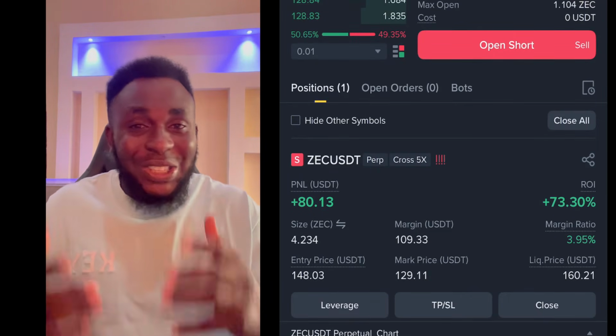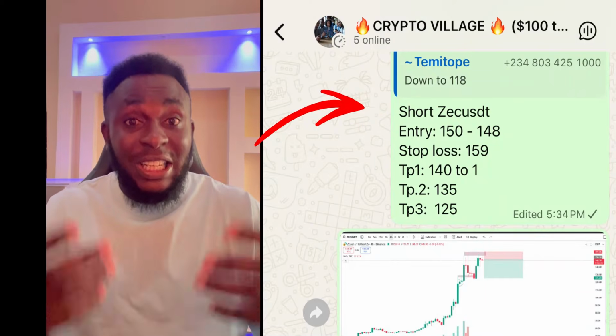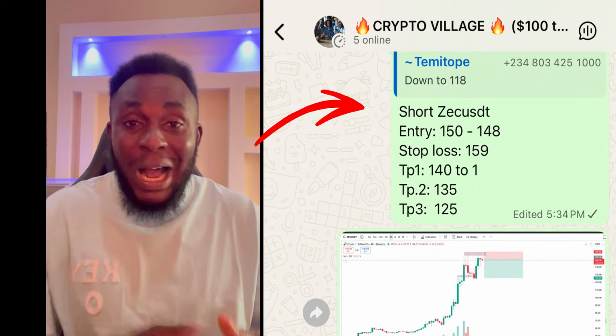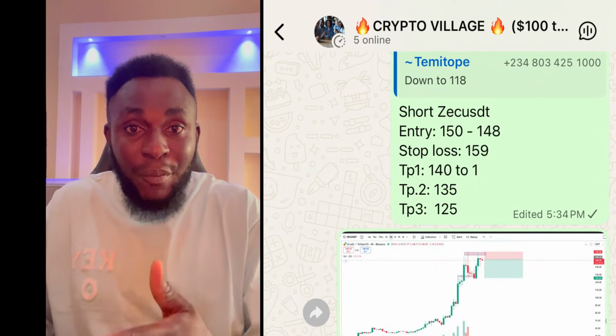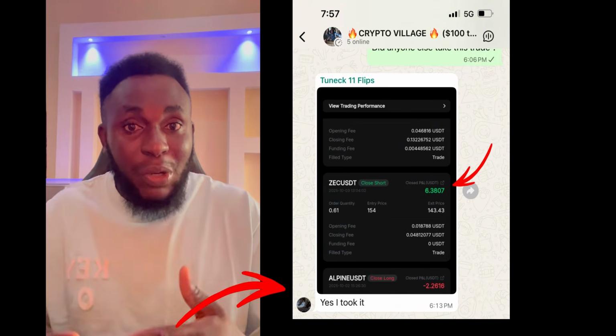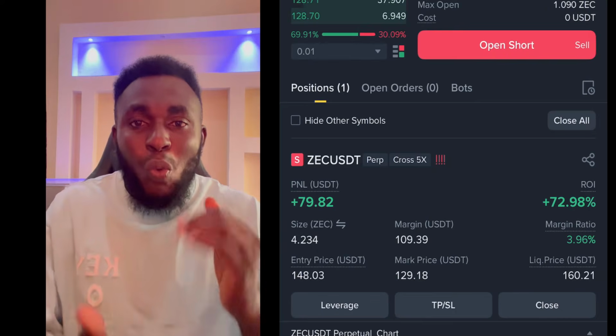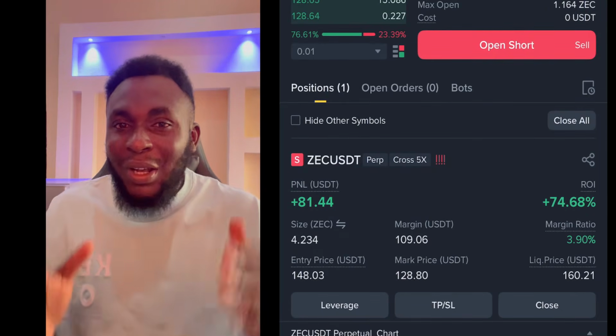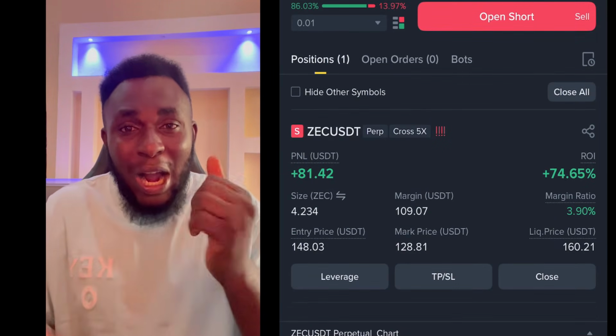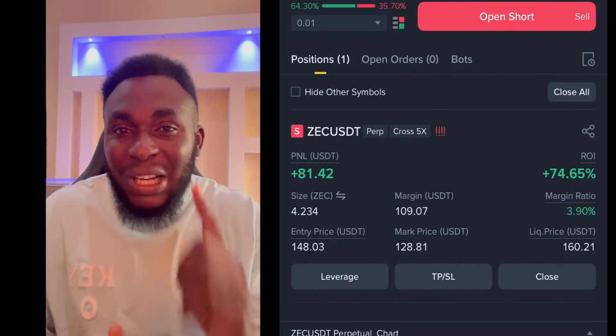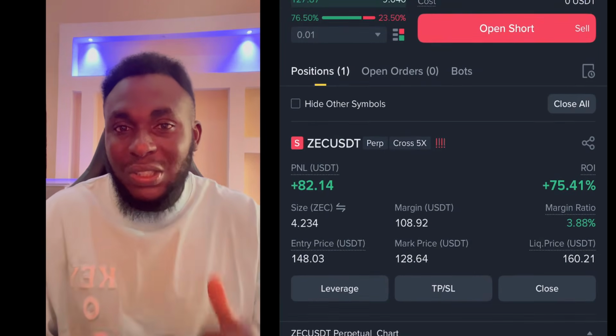To show you how much I trust this strategy, I even shared this with my premium group and my free group, and you could see someone actually took the trade with me. We made profit together. I have tried this strategy several times and it works every time. So don't even bother. I'll be teaching you this strategy in less than 5 minutes. So make sure you watch this video to the end.